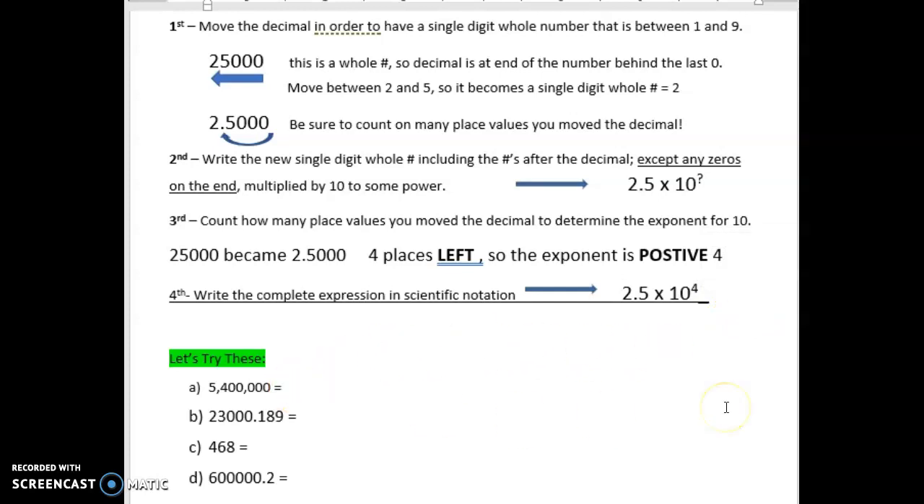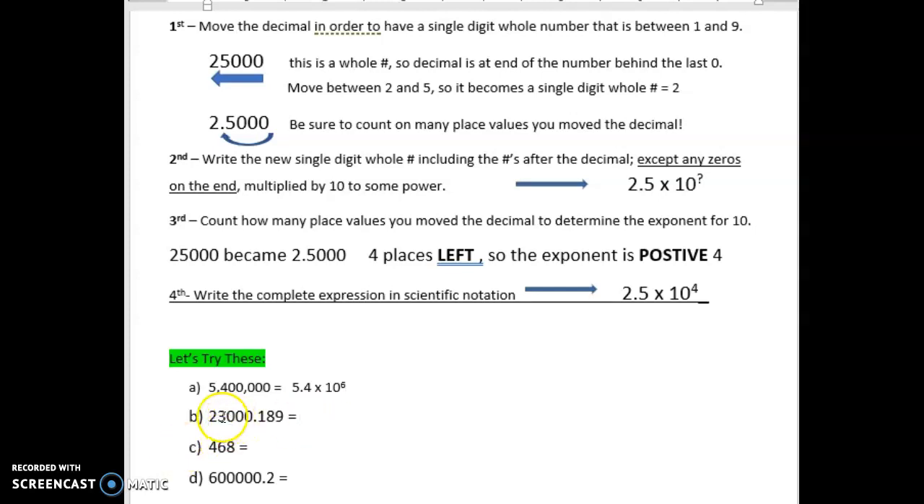So let's try these. We have 5,400,000, and if I move my decimal to become a single digit whole number, it would have to be moved between the 5 and the 4. So we have 5.4 times 10, and we need 10 to a certain power. So let's count how many times did we have to move the decimal. 1, 2, 3, 4, 5, 6 times 10 to the power of 6. Ta-da! Now I have written it in the scientific notation form.